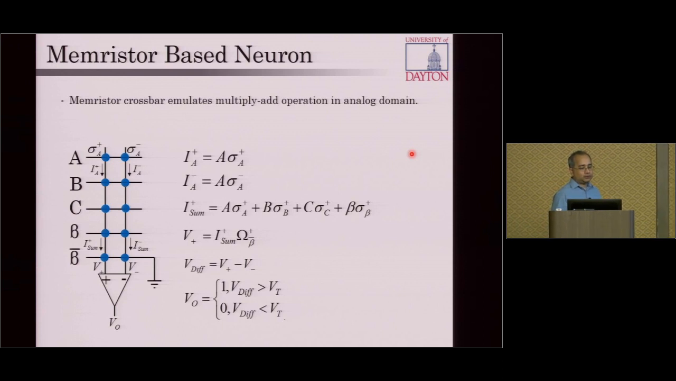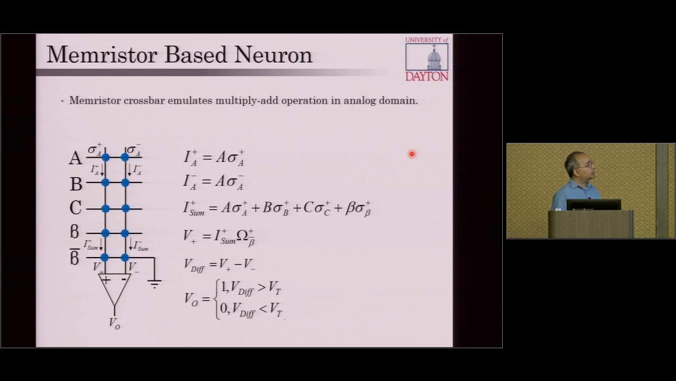We have an input voltage over here, V sub A. That input voltage goes through the memristor, and you have a current. So the current is basically the voltage times the conductance of the memristor. And that gives you essentially a multiply in the analog domain.